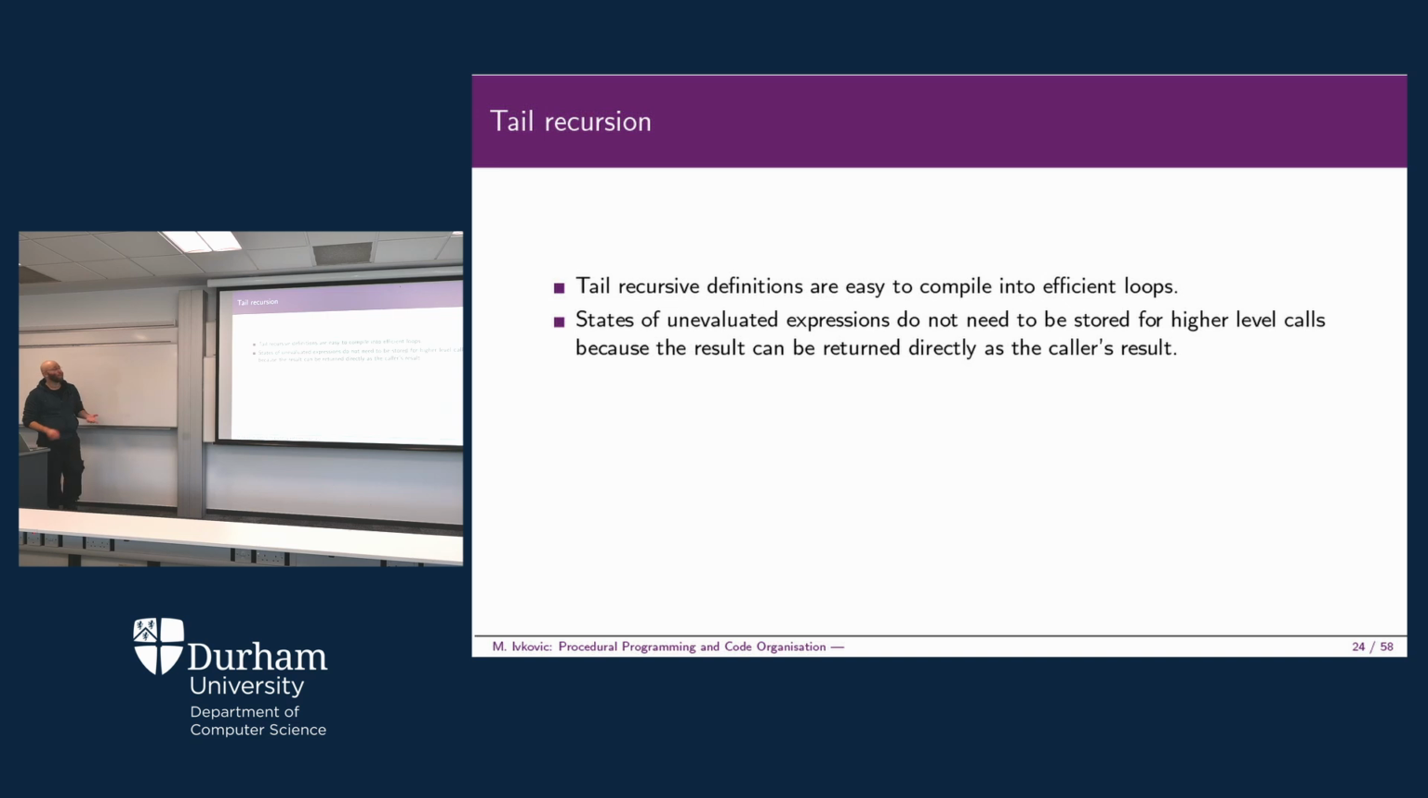Now, again, why do we like tail recursions? They are easy to compile into efficient loops, and the compiler can actually recognize that and help you with that. And the states of unevaluated expressions, we don't need to store them higher up in the stack frame hierarchy, so we can return the result directly, and we're going to be done. So once you reach the bottom of the recursion, all you need to do is pass it along to where you started, and you're good.